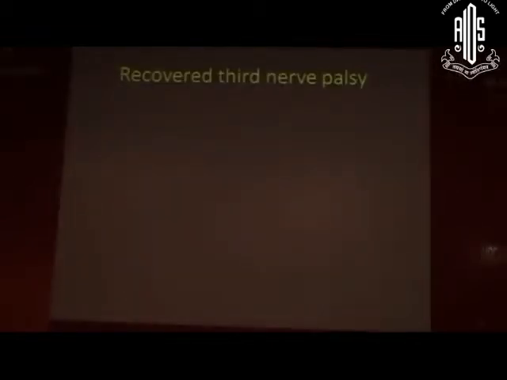Let's look at some aspects of third nerve palsy. If you see a patient with third nerve palsy, there are three important aspects that you look at. One, first, most important, look at the pupil. If the pupil is involved, it's a compressive lesion of the third nerve.